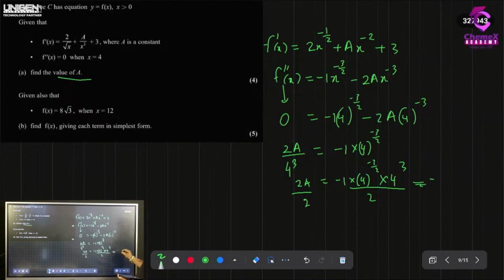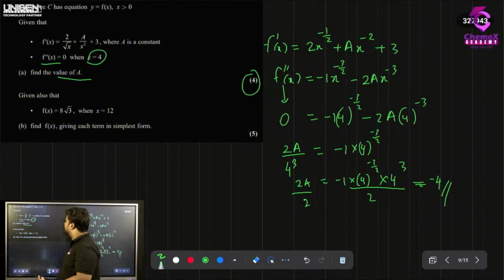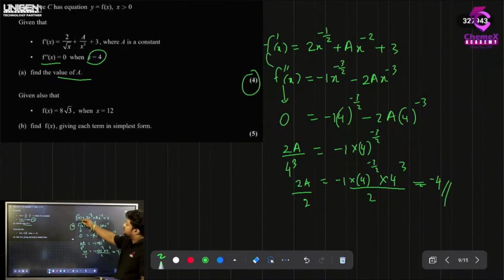Minus 4. That's the first part of the question. You get 4 marks if you do that. Any questions? So I just put x as 4 in the double differential, equating it to 0. How did I get the double differential? From the single differential, by differentiating it.